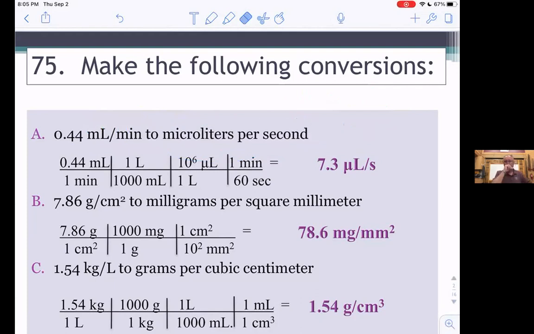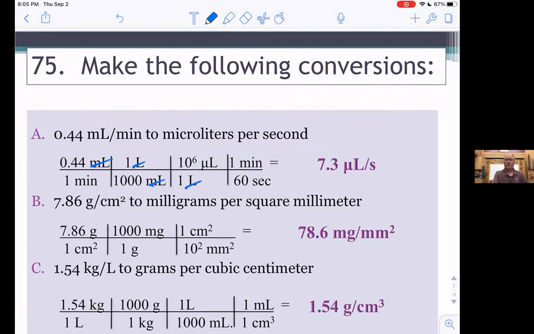And there's the setup for it. I chose to do milliliters to liters first, we cross out our units, and then liters to microliters. That's the best way to do it. Don't try to change without going to the base unit. Go to the base unit first. And tomorrow you guys will need to show it like this. You'll need to change from milliliters to liters, and then liters to microliters, and then get your answer.